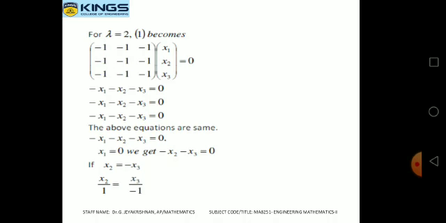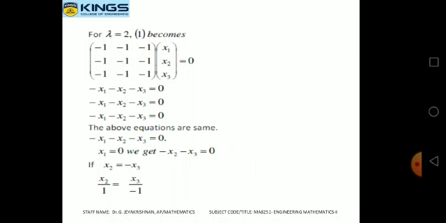And then the second one is for lambda equal to 2 in equation 1. It becomes minus 1, minus 1, minus 1. All the elements are minus 1 in the matrix, times x1, x2, x3, equal to 0. Converting to equations, all the equations are the same: minus x1 minus x2 minus x3 in the above three equations. We have to check whether the equations are the same or different. The above three equations are the same. Therefore, we cannot use the cross multiplication method now.